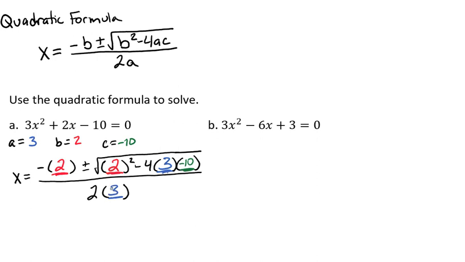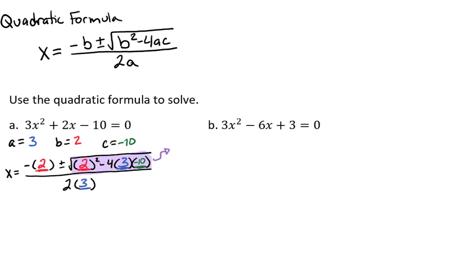From here, we're going to take just this inside piece right here and plug that into the calculator. So we want to plug in 2 squared minus 4 times 3 times negative 10. When we do that, we're going to get the value 124. From here, we are now going to continue: negative 2 plus or minus the square root of 124 over 6.